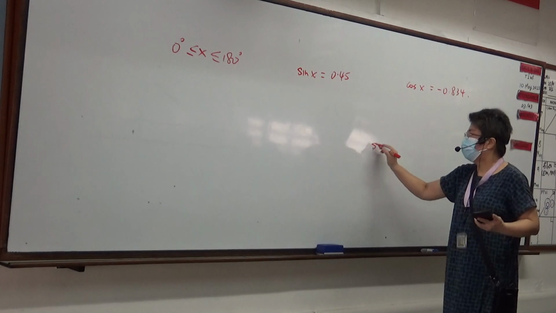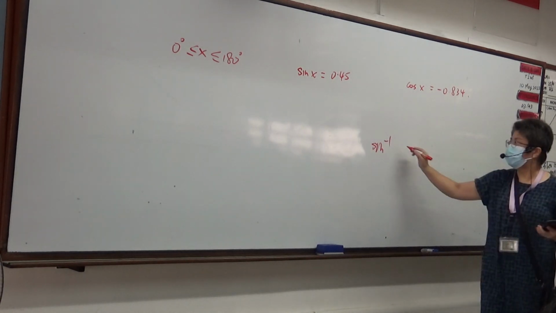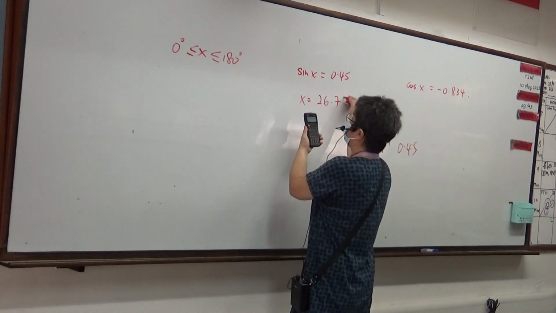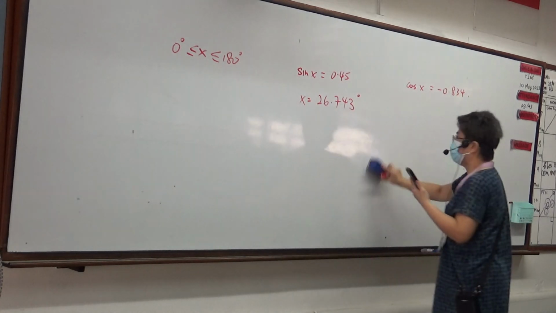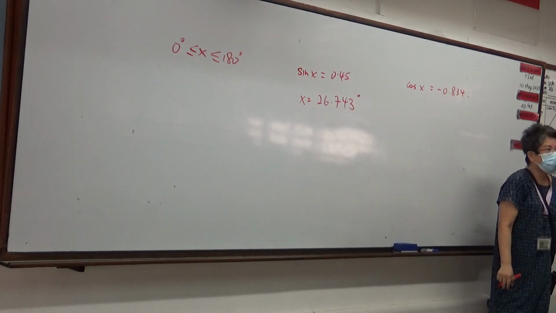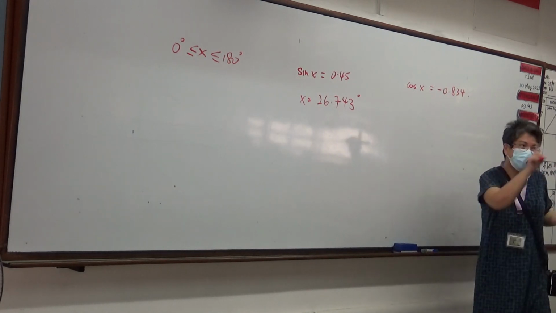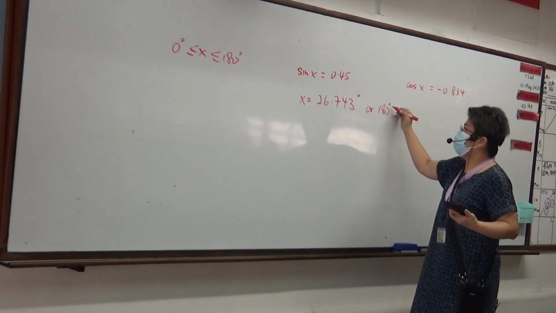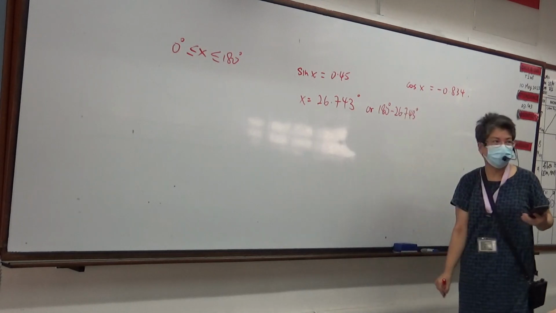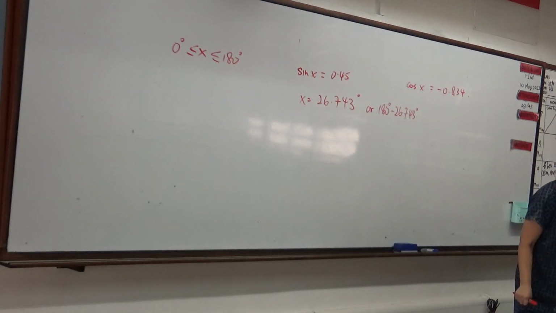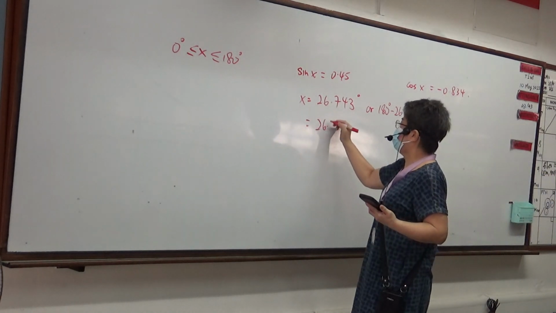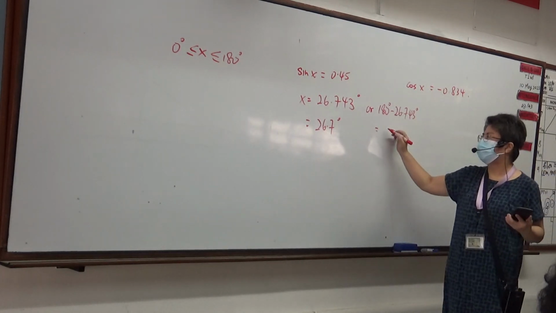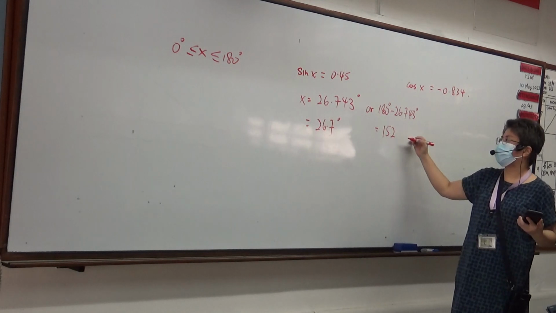You must press what? Sine inverse, right. That's 0.45. You will get x equals to 26.743 degrees, right? Correct. Yes or no? I'm talking to you. But sine positive, is it only one value? There's another one, right? 180 minus this one, right? Correct. Sine positive got 2, no? So, my final answer will be 26.7 degrees. So, if I minus this, this will give me what? 152, right?